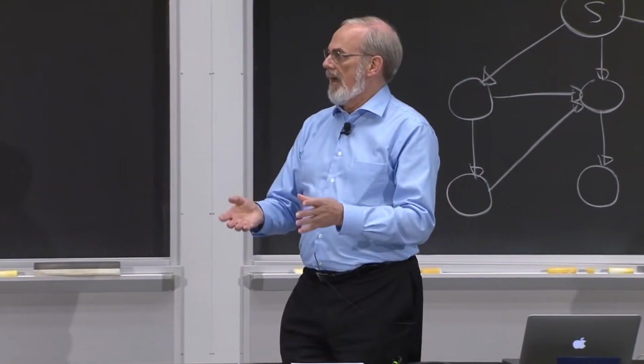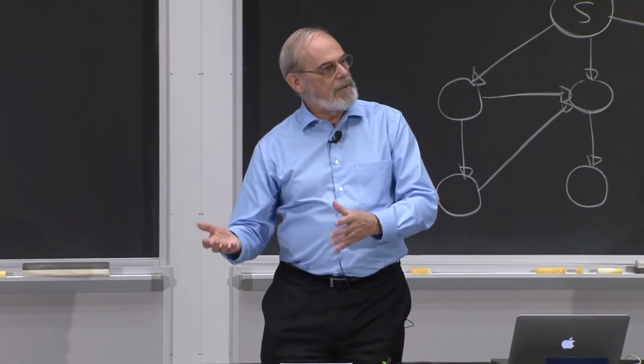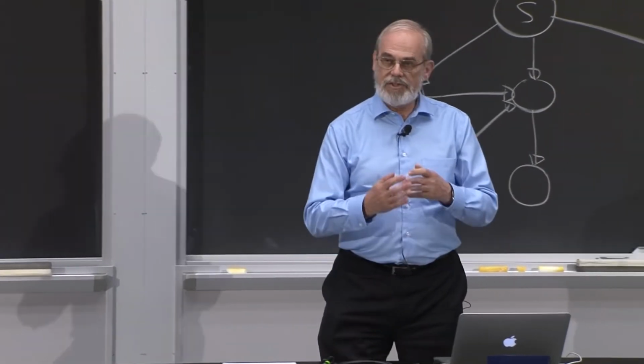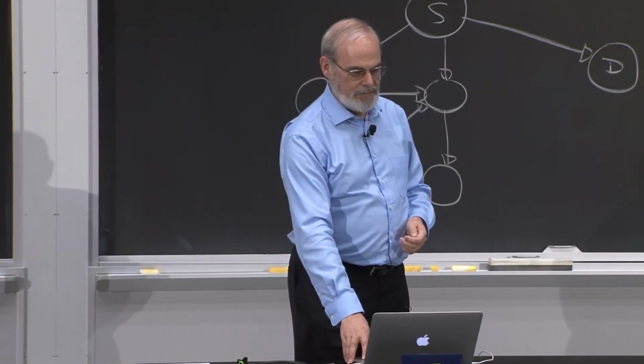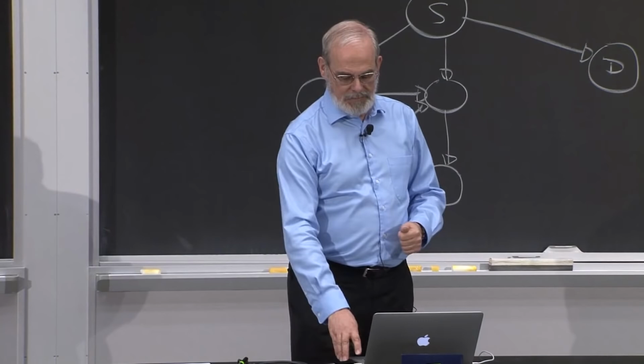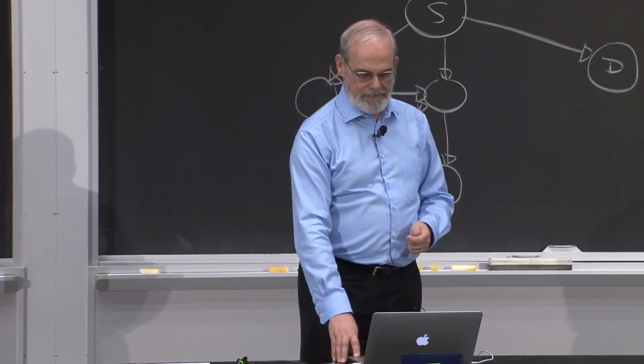Ultimately, if those edges have weights on them, the optimization problem I'd like to solve is what's the shortest weighted path, the shortest amount of work I have to do to get to those places. And if we can solve one, we'll see that we can solve the other one pretty straightforwardly.